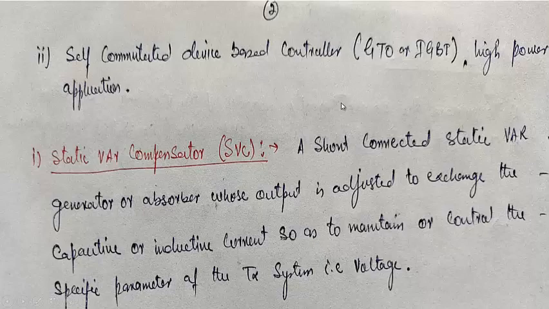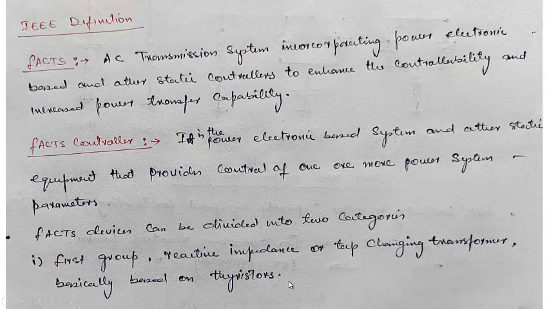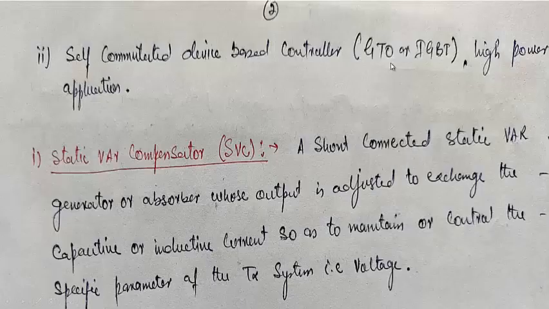Actually IGBT and GTO. In this case, as we know, a thyristor is a semi-controlled switch. We can switch it on, but we are not able to switch it off. It depends upon natural commutation or forced commutation. So here we don't have to use forced commutation. We can use a simple gate signal to turn them off. So that's why we are calling them self-commutated devices.